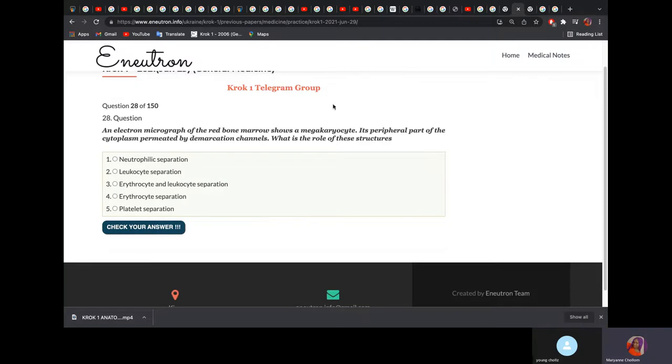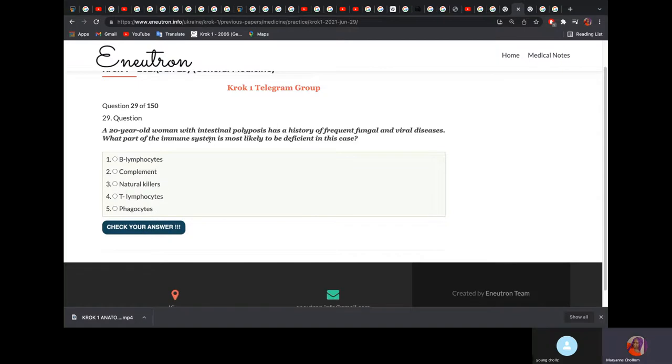An electron micrograph of the red bone marrow shows a megakaryocyte. Its peripheral part of the cytoplasm is permeated by demarcation channels. What is the role of this structure? So I told you that your megakaryocytes give rise to your platelets, and what happens is that when they are in contact with these demarcation channels, they break off to form little platelets. So what is the role of these demarcation channels? Of course, it is platelet separation, or thrombocyte separation, the same thing.